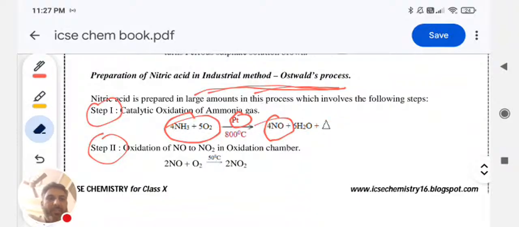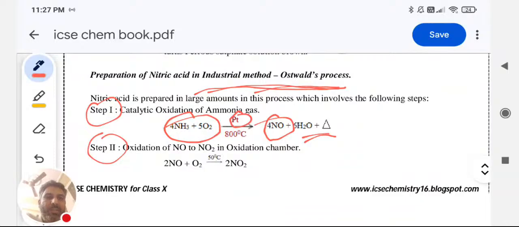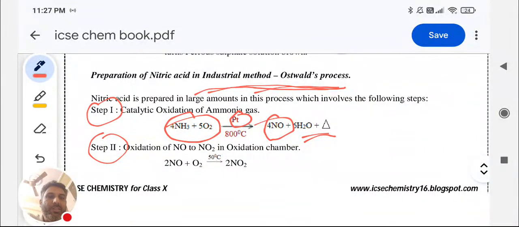The reaction is exothermic. Since it is an exothermic reaction, the reaction mixture is heated only initially, and once the reaction starts you don't need to heat it externally. The heat produced within the reaction will be sufficient to carry it forward.